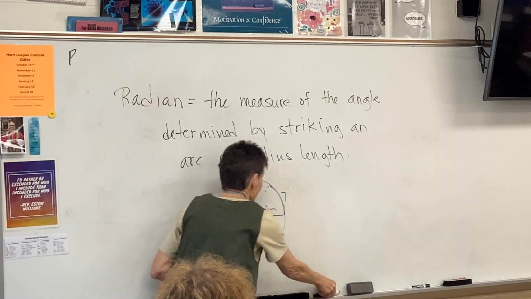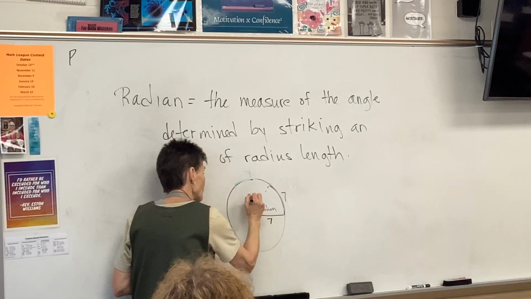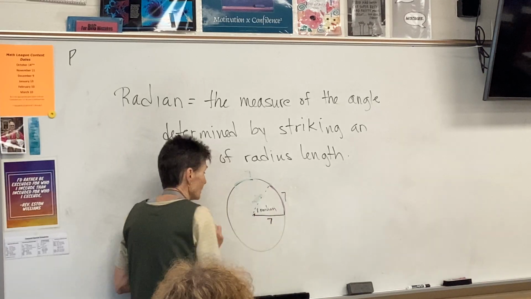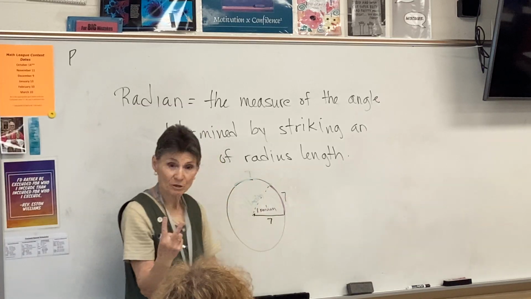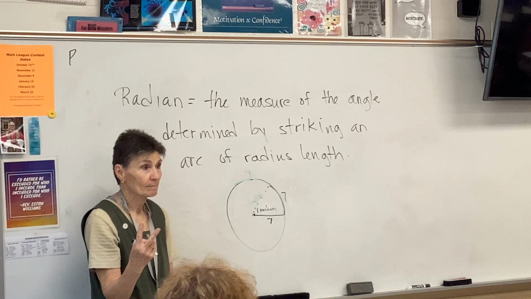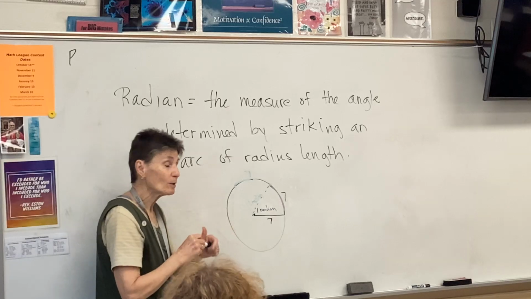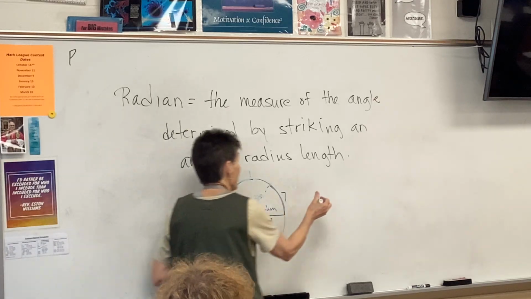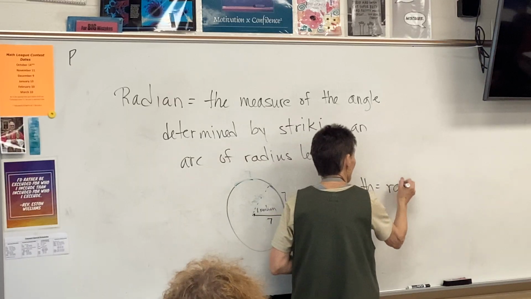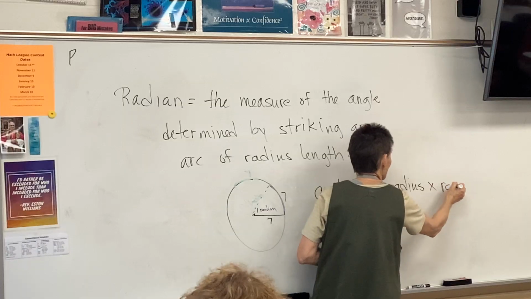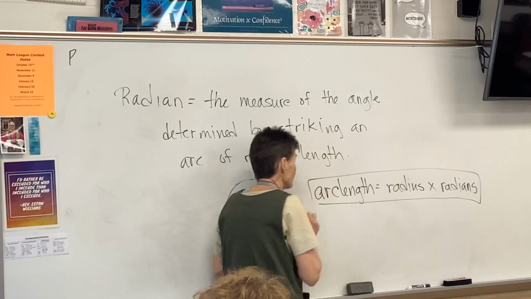So if I made another 7, this would be another radian. In other words, an arc of 14 would be 2 radians. Does that make sense? Do you see what I'm talking about here? So the general relationship is that the arc length is going to be the radius times the radians. Now, I want you to write that down because that is going to be very useful to us.